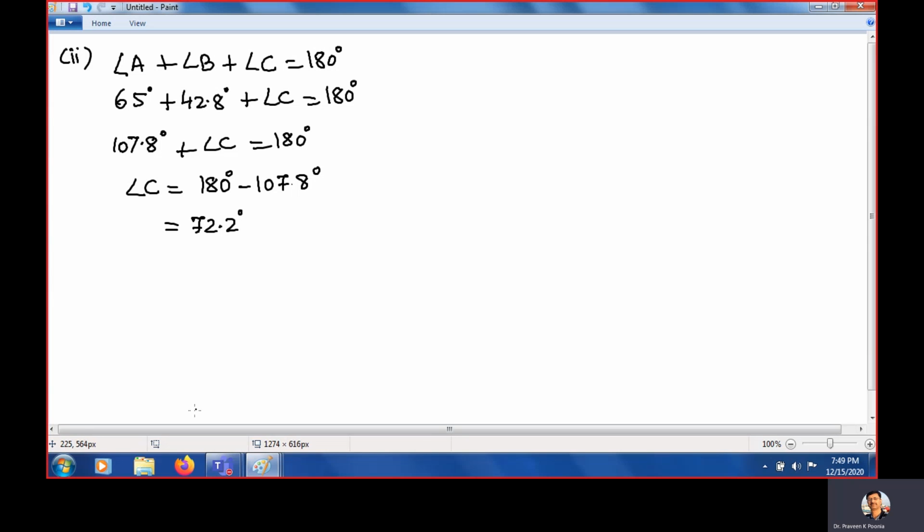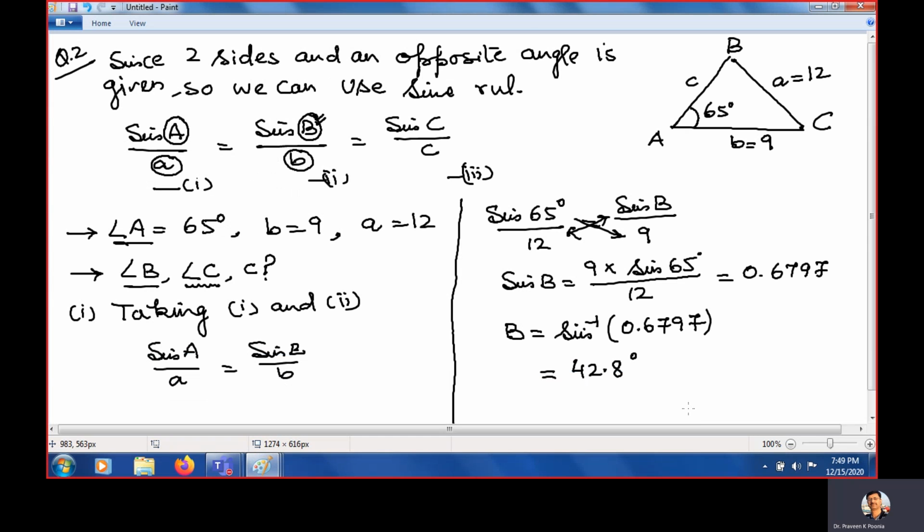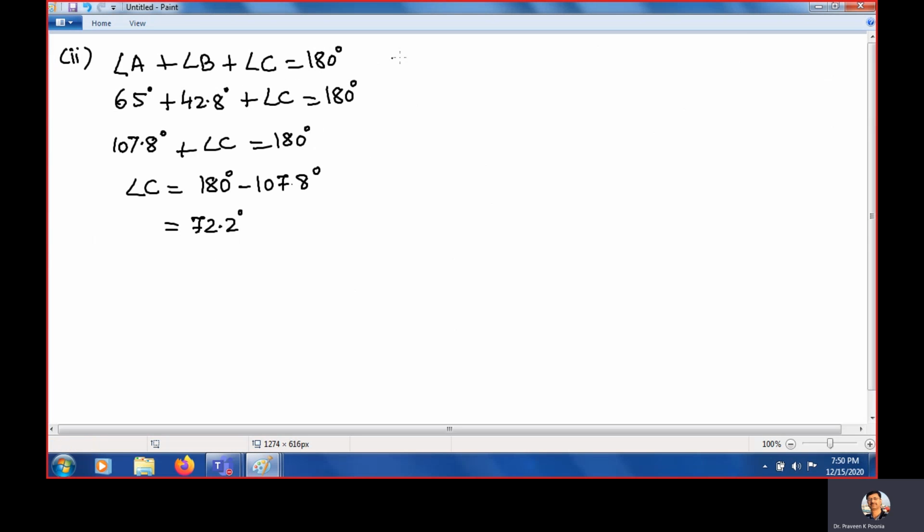Okay. So if we see the previous slide, now angle C is known. So all three angles are known. AB is known. We need to find the value of C. So we will choose the second and third pair. So for the third value, taking the second and third pair.